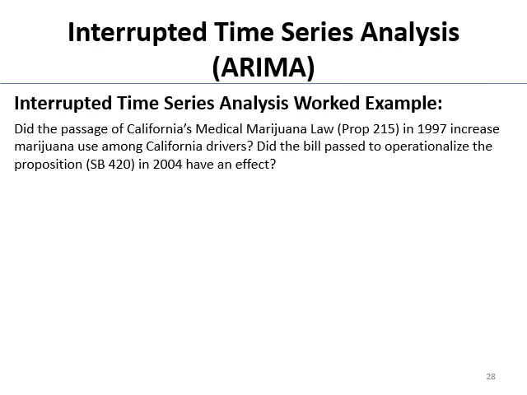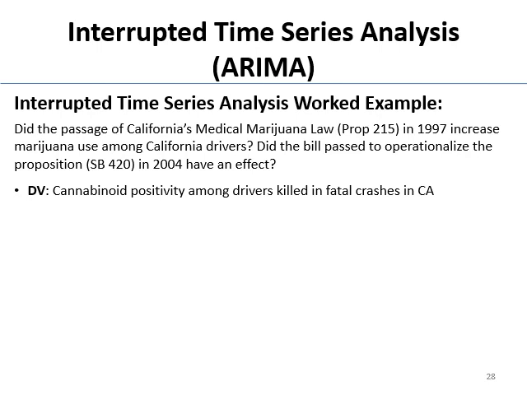So let's see. Our dependent variable here, that is the thing that makes our time series, is cannabinoid positivity among drivers killed in fatal crashes in California. So it is what percent of them had cannabinoids in their blood, drivers who were killed in fatal crashes in California. So it's not all drivers, it's just fatal crash involved ones, because that's kind of like all I had, and I was just trying to get my study done.